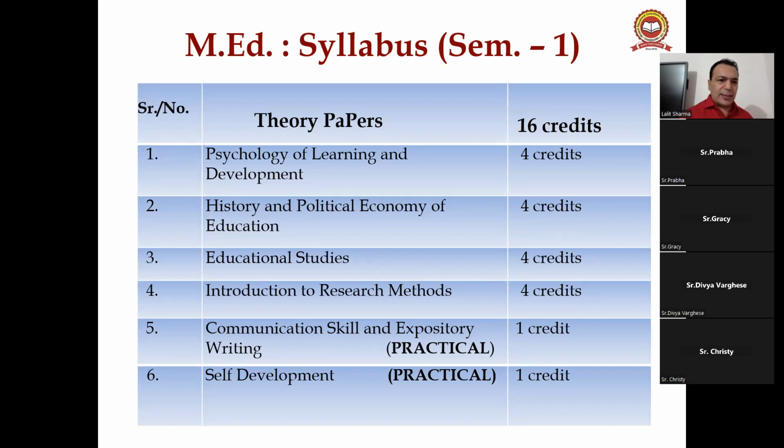Number one is Psychology of Learning and Development. Second is History and Political Economy of Education. Third is Educational Studies. And fourth is Introduction to Research Methods. Right? These are your four theory papers. Exams would happen in the month of March.